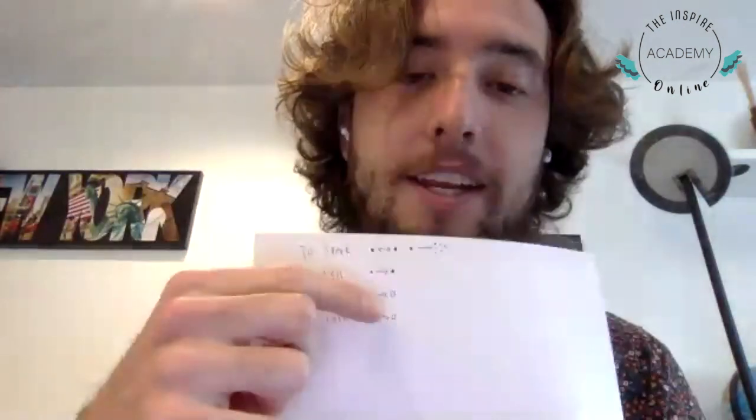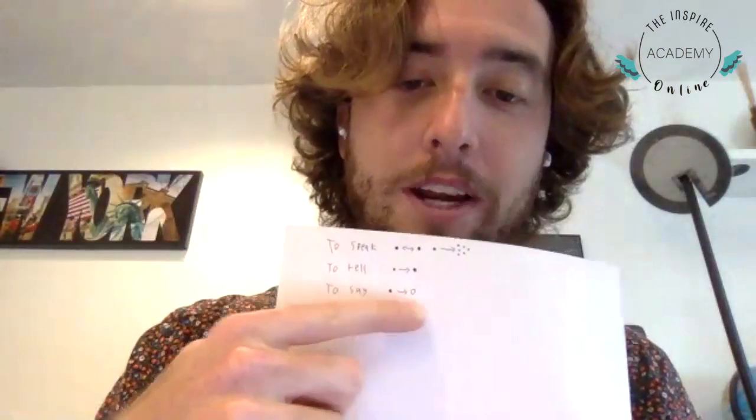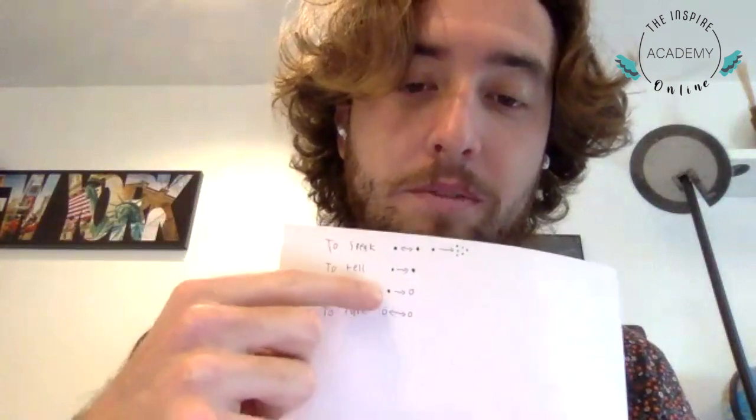So then there's to say. This is the diagram for to say. It is in the same direction as to tell, so it is from subject to object, but for the object, I left it open because to say something, it doesn't mean that you are saying it directly to an object. It's more open. You can say something out loud to nothing in particular.